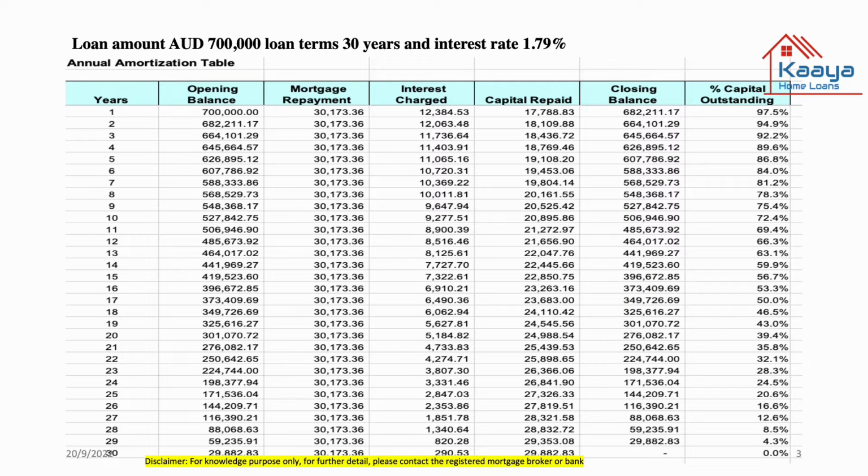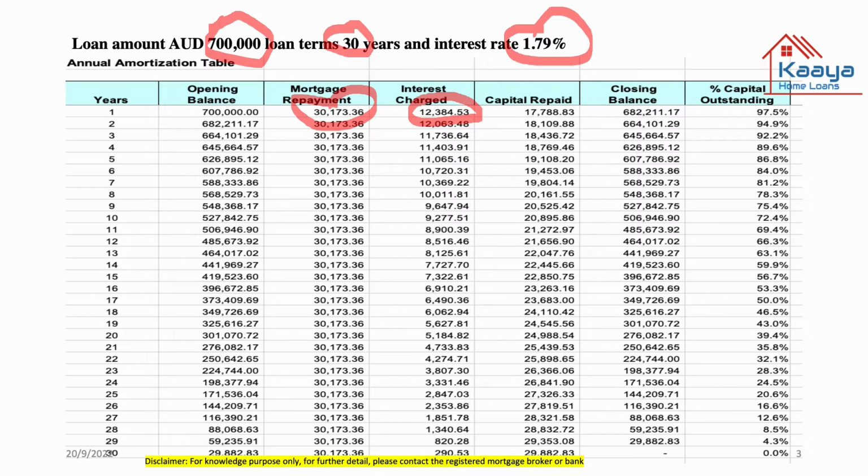For example, when you have a loan amount of 700,000, the loan term we consider is 30 years, standard in Australia, and the interest rate is 1.79%, then the mortgage repayment is only 30,173, where you will be paying 12,384 in interest per year. If you want to calculate that per month, you divide by 12. If you want to calculate it by fortnight, you divide by 26.